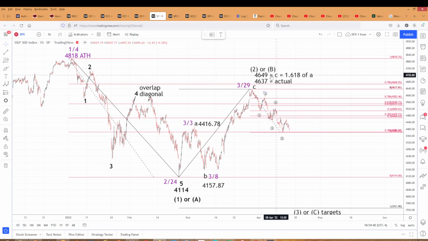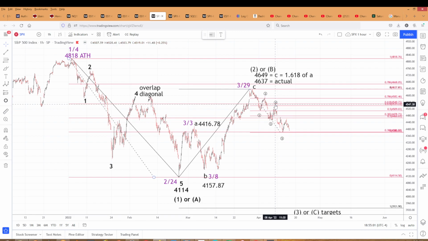There's a little higher one there at 46.49, where C equals 1.618 of A. And the 786 is 46.68. I believe I have that in the pick. You can see here we've got 1 down, 2 up, 3 down, 4 up. We've got 3, it's a little bit out there. There we go. And 4 did not cross above.